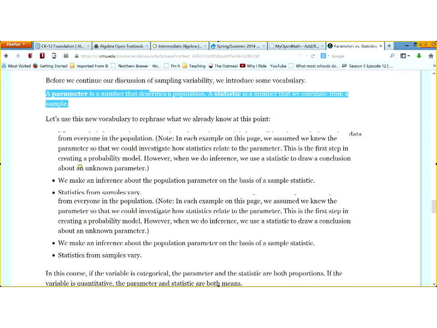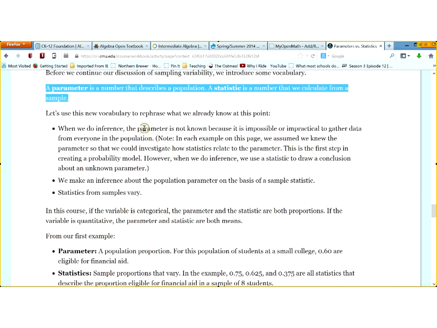So here's some more information. Parameter: when we do inference, the parameter is not known because it is impossible or impractical to gather data from everyone in the population. We make an inference about the population parameter on the basis of the sample statistic. And statistics from samples vary. So the big thing here: statistics allow us to make inference about parameters. We say statistics are estimates of the parameter.